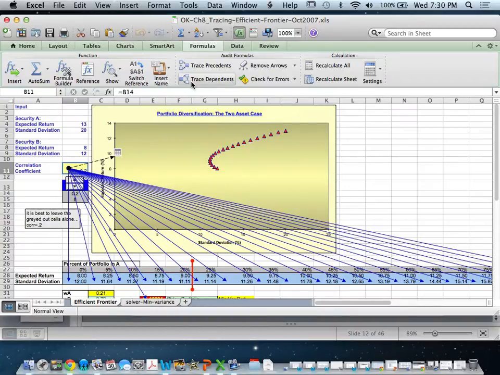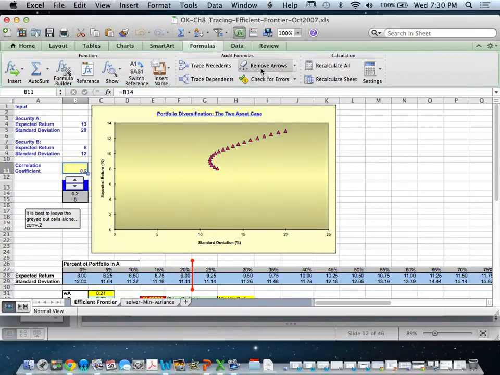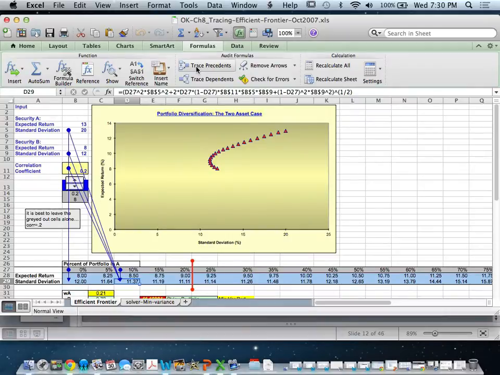Now I can set up a simple simulation to illustrate the impact of changing correlation on the efficient frontier. You can just go here and remove arrows. This is like trace dependence, in case sometimes you have to debug semi-complex sheets. It's under formulas, trace dependence, and trace precedence here. So trace precedence shows the outcome is a function of a number in this cell, this cell, this cell, and this cell. And trace dependence is going to be there. One goes to the left, one goes to the right.